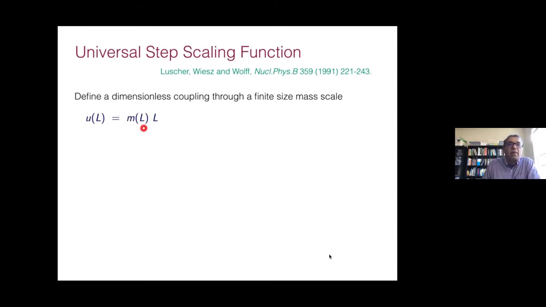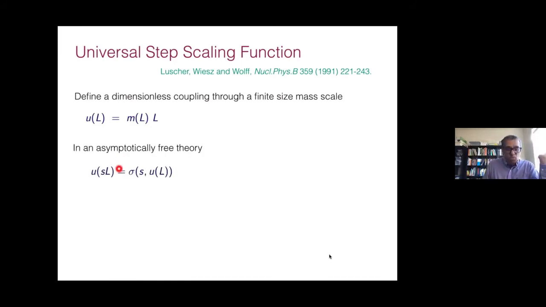The idea is to compute what we call a mass gap at a given finite lattice size. So L is a finite lattice size in our system. That is a mass scale, and you multiply by L, so you get something dimensionless. So you define this dimensionless coupling at a given length of a box. You can think about these as physical objects, if you wish. You take a length of the box, put the system in a box, and then you measure some kind of a gap.